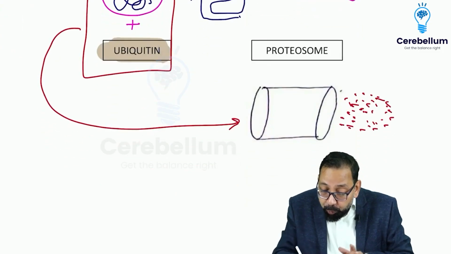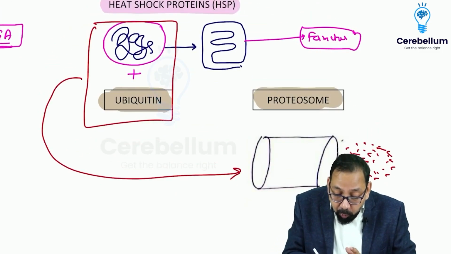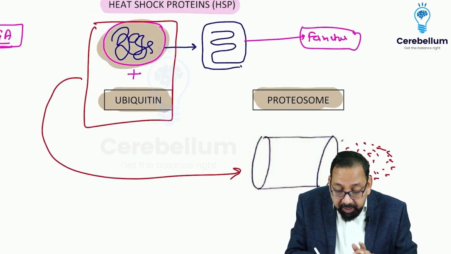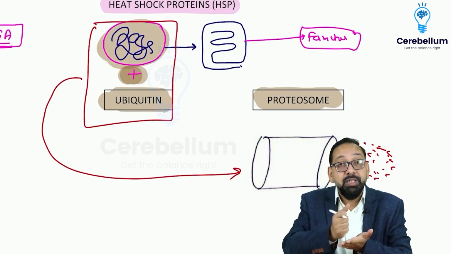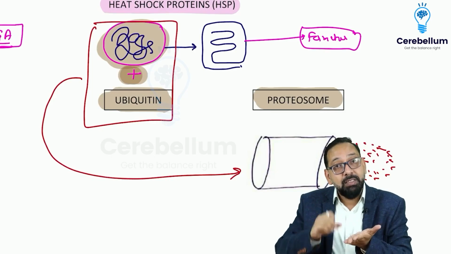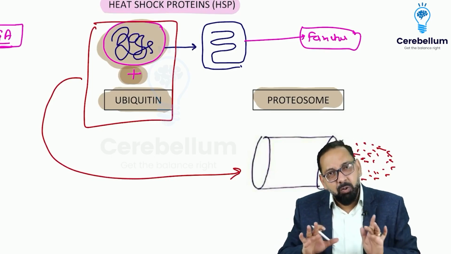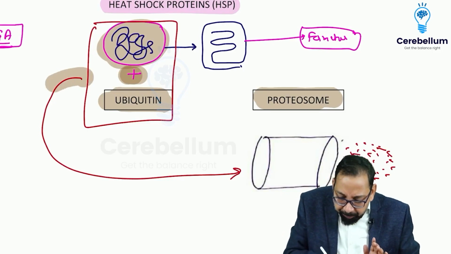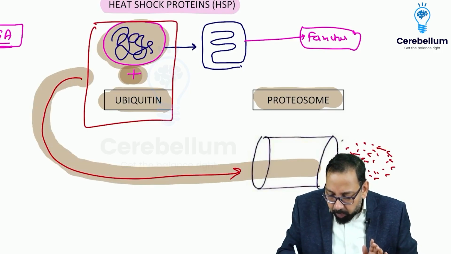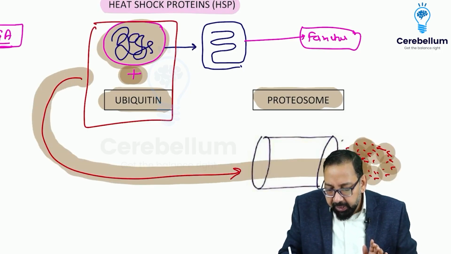So the proteasome will degrade only those misfolded proteins which are attached with ubiquitin. Ubiquitin is the trademark saying: I have tried, but it could not be repaired, better to degrade. So the proteasome degrades the ubiquitin-attached misfolded protein and amino acids are released.